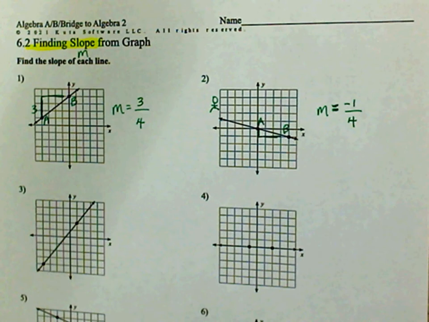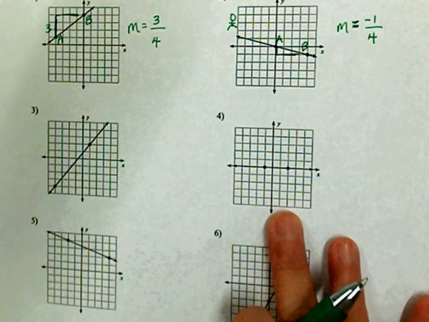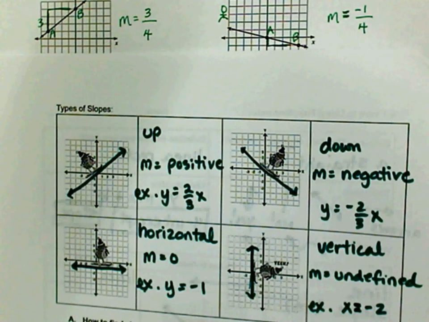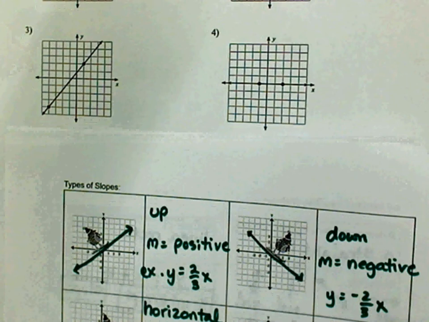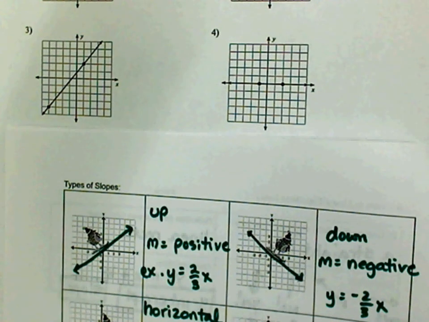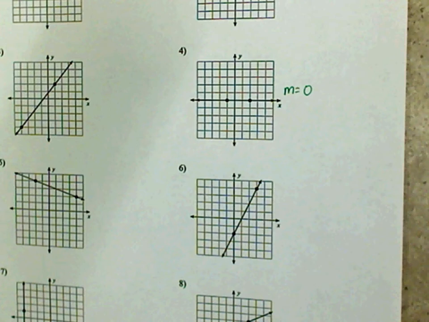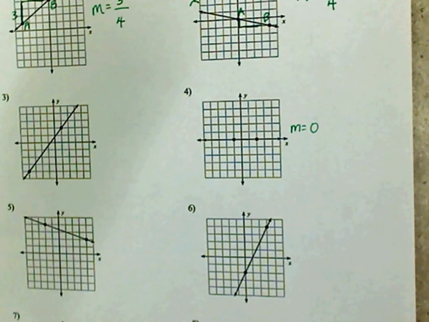Let's look at number 4. Look at your chart. Which one does that look like, number 4? Straight. Is it horizontal or vertical? Horizontal. So what is your slope for number 4? Just like that. Can you guys do this? Not hard, right? Okay. Now let's go to the back.